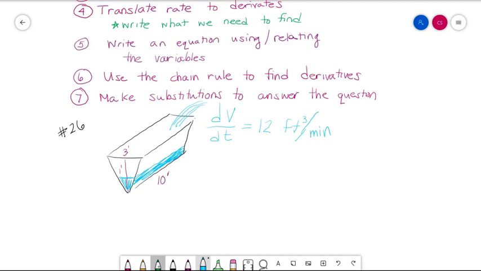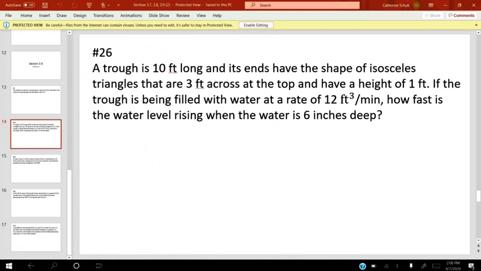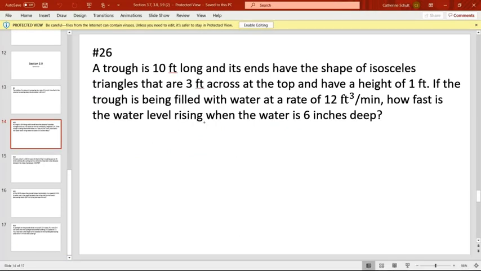We are interested in the height or the water level. I'm going to just call it H. Okay, H. And let's read it again, because that's our first step. How fast is the water level rising? So how fast is H changing when the water is 6 inches deep?